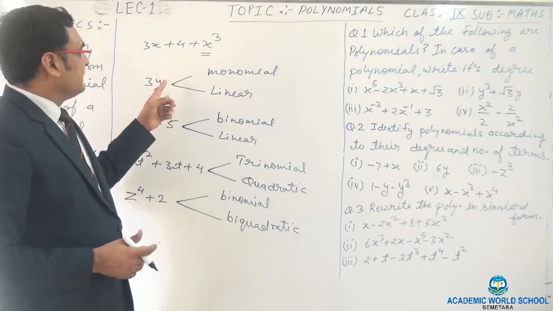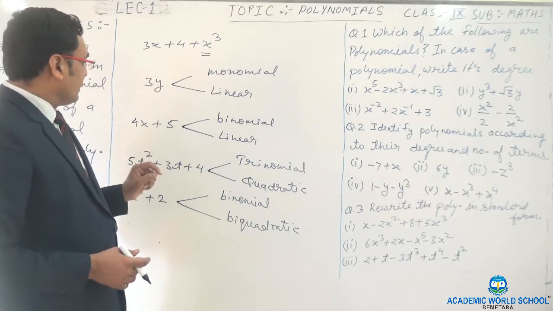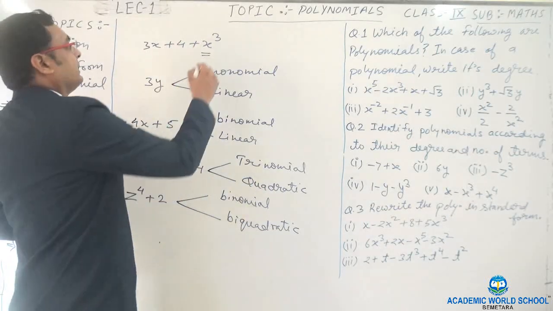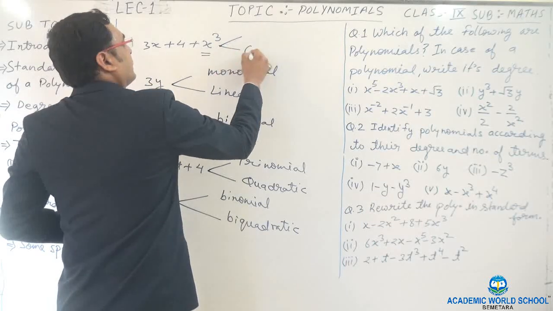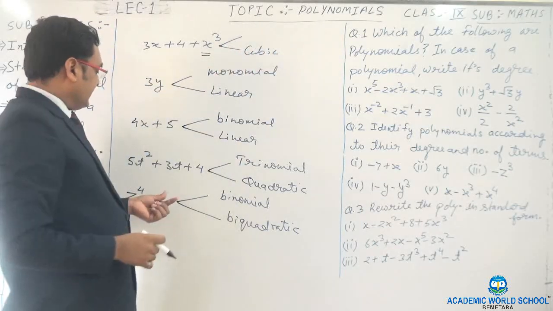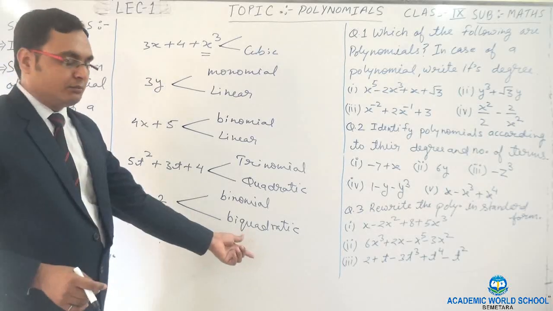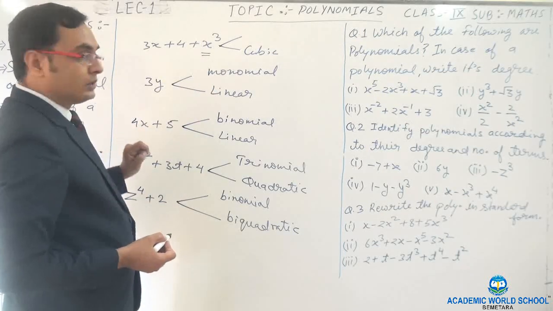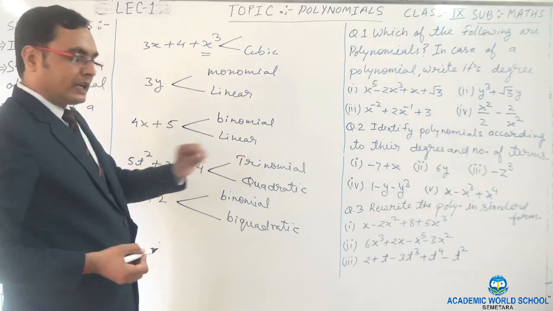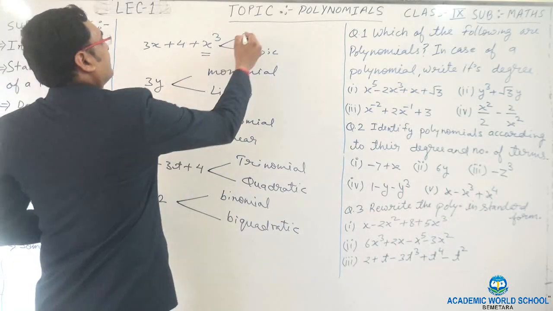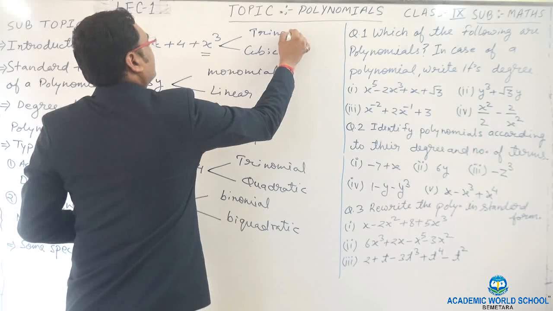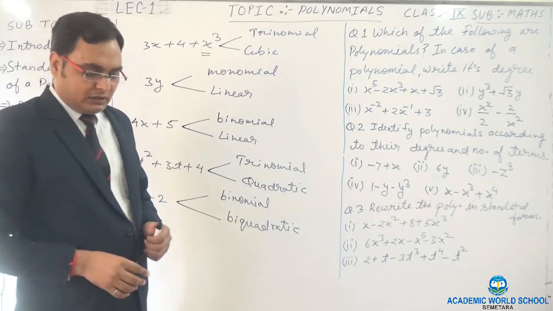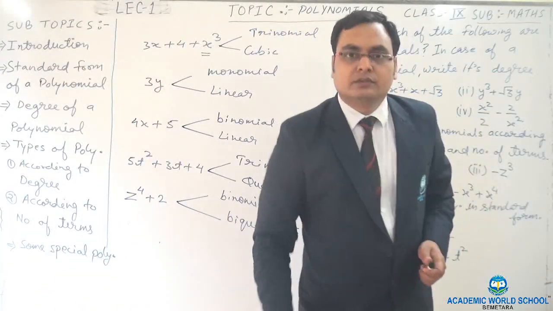If the degree of the polynomial is 1, then it is linear. If the degree of the polynomial is 2, it is quadratic. If the degree of a polynomial is 3, then it is cubic. And if the degree of a polynomial is 4, then it is biquadratic. Similarly, if it is having 1 term, then it is monomial. 2 terms, then binomial. 3 terms, then trinomial. Here also it is having 3 terms, so it is a trinomial. These are the different types of the polynomial according to their degree and number of terms.